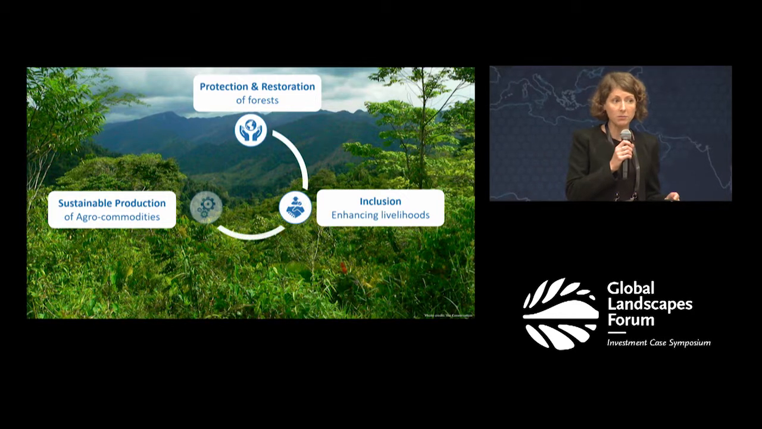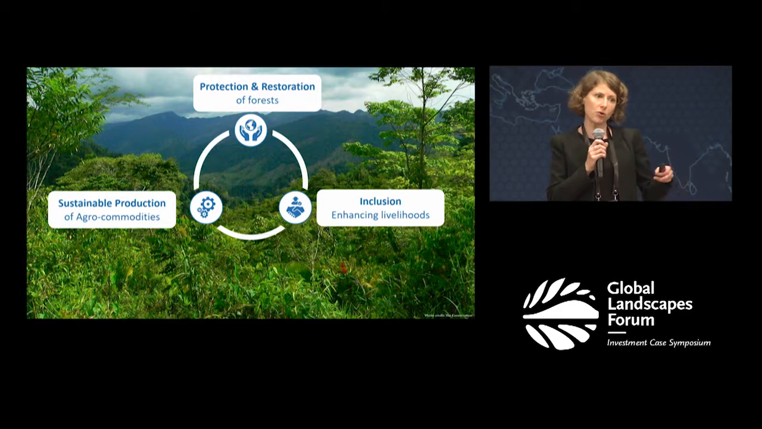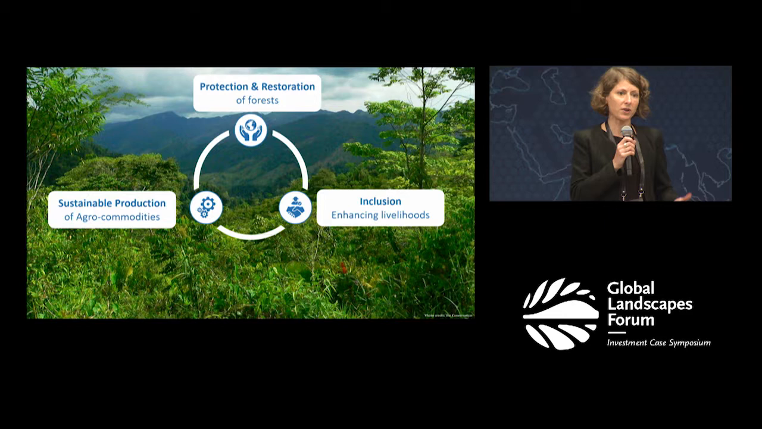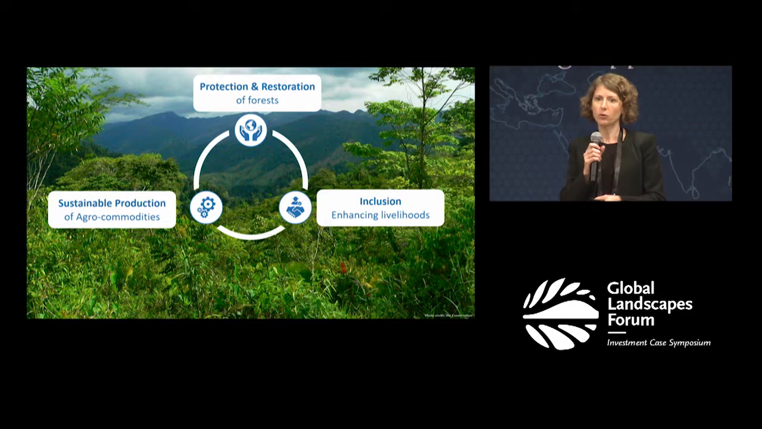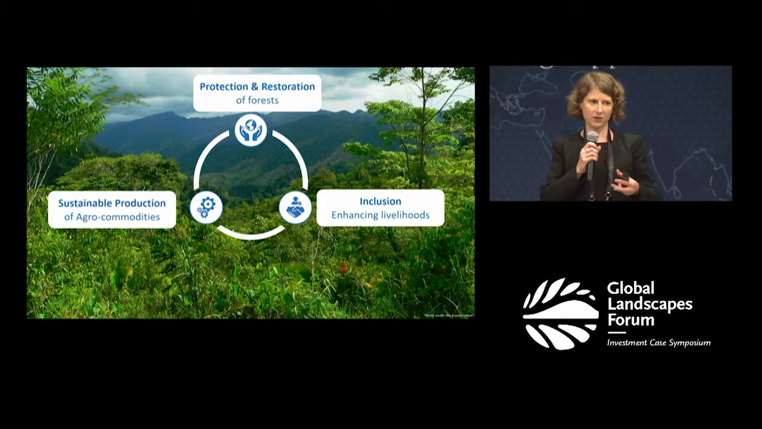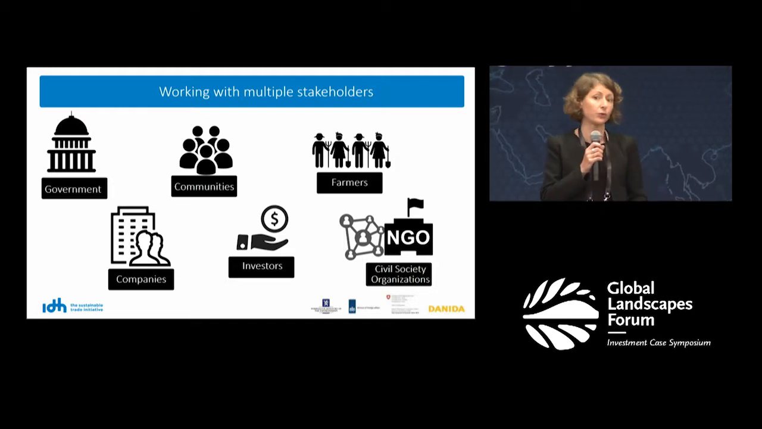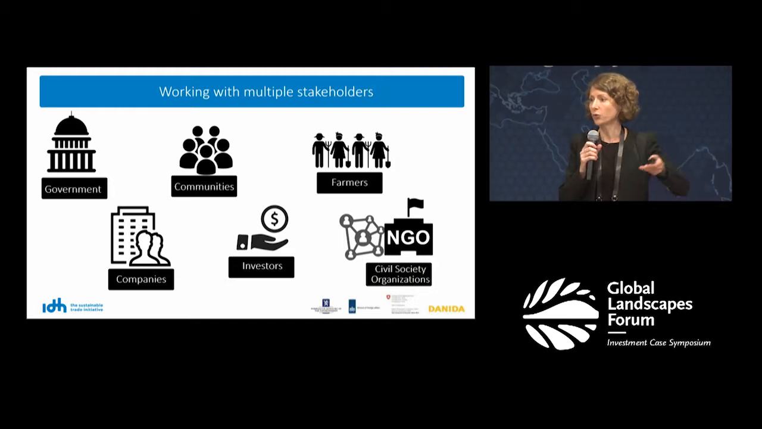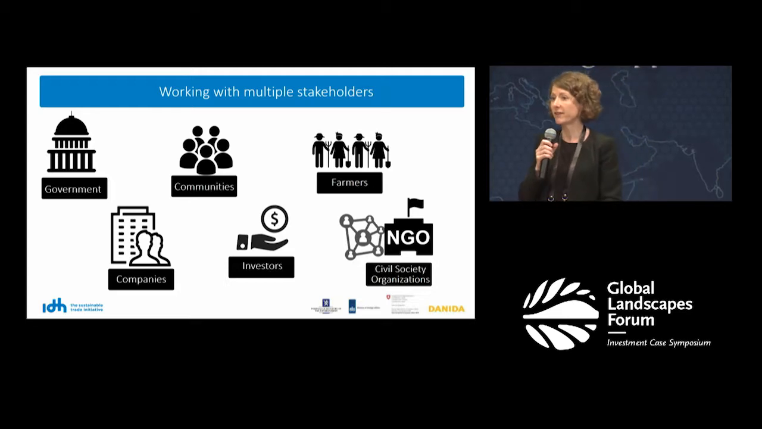We've got a landscape program that we're piloting in 12 landscapes in 8 countries, and we're structuring the program around the 3 pillars of forest protection and restoration, sustainable production of agro-commodities, but also community inclusion, social inclusion. So what does it take to build this approach? When we talk about jurisdictional approaches, it's about working with multiple stakeholders, with governments at a national but also jurisdictional level, with companies, with businesses, so small companies but also the big ones, the traders, the retailers, with communities, farmers, NGOs, and of course the investors community.